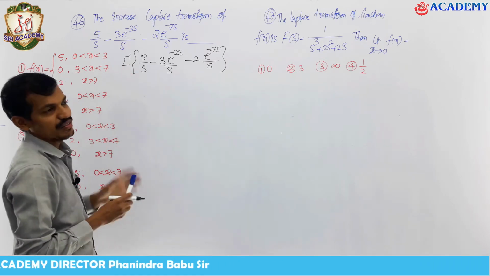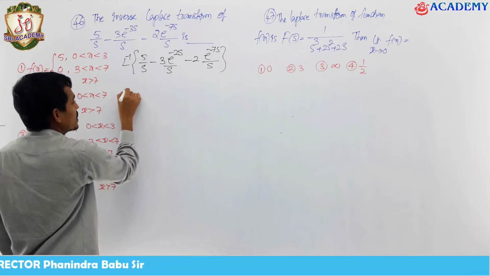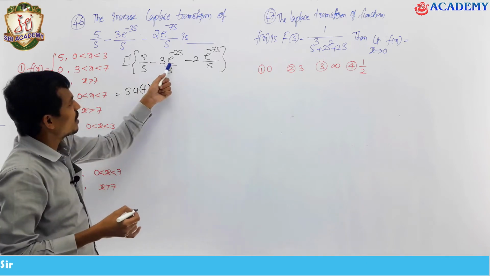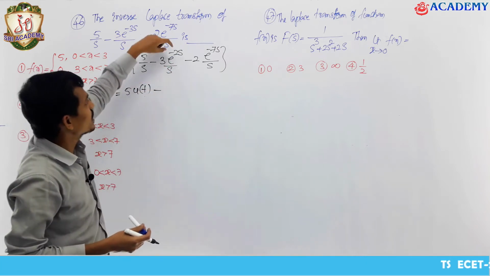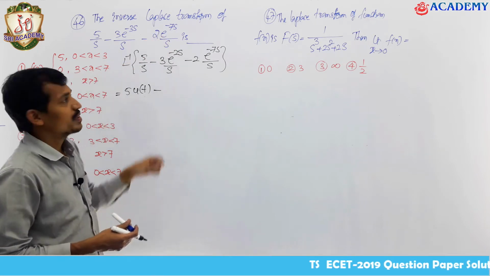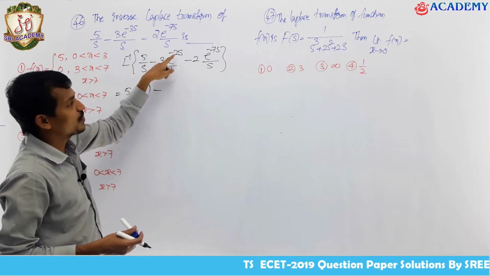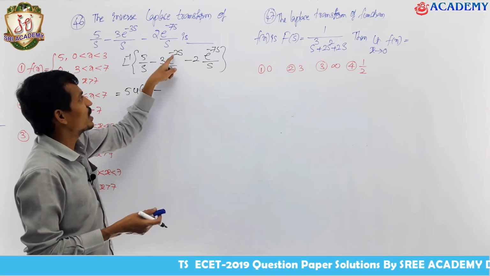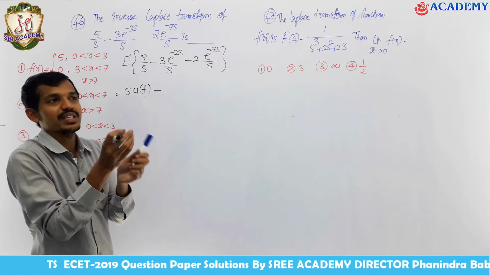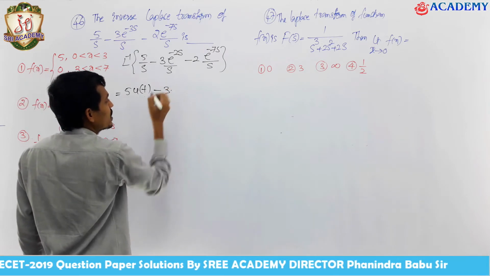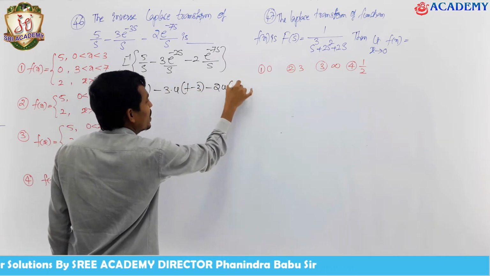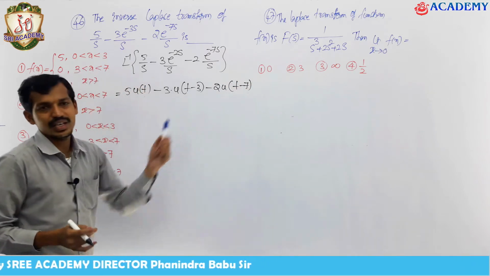The inverse Laplace of 1 by s is also the unit step function, so it's going to be 5 into u of t minus 2, because here we have e power minus 2s. Why? Because if you write e power minus st, there you will get minus 2; in place of 2 you are going to get s. If you take t minus 2 common, you get this. That's why this is going to be 3 into u of t minus 3, minus 2 into u of t minus 7. This is a formula.